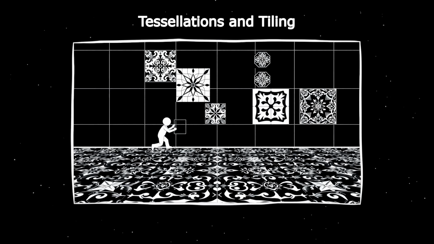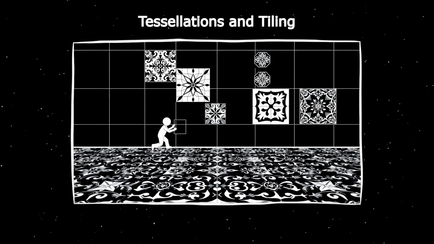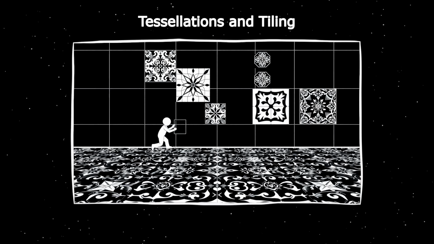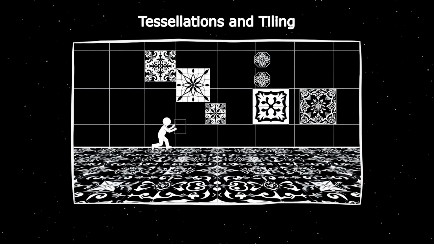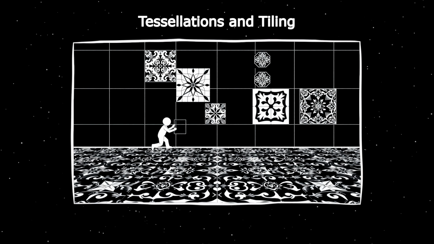Tessellations are fascinating patterns that cover a surface without any gaps or overlaps. Imagine a beautifully tiled floor where each piece fits perfectly with the others.